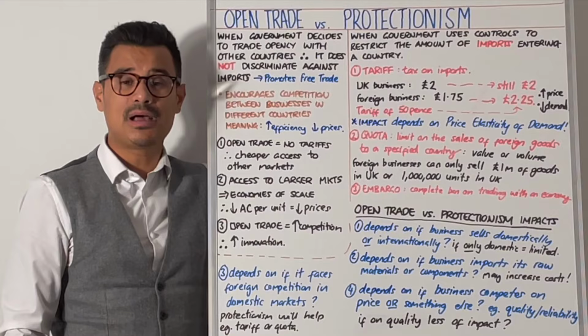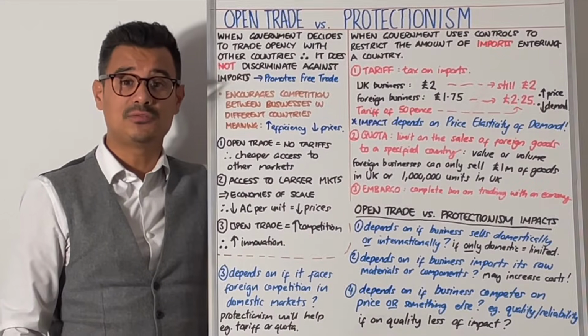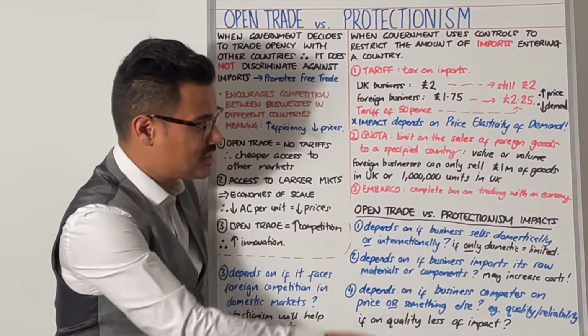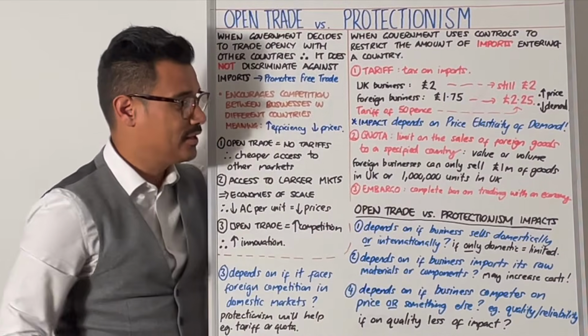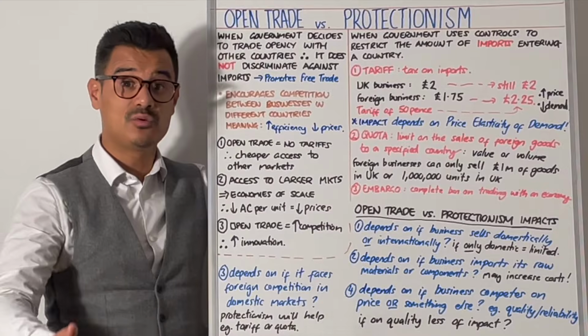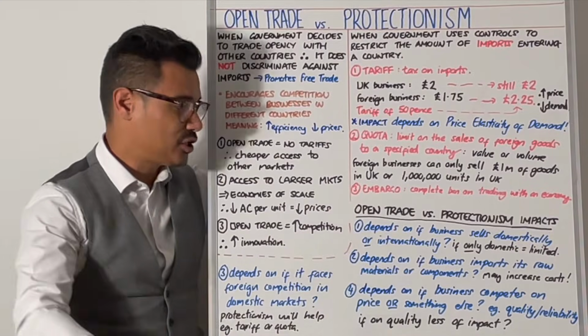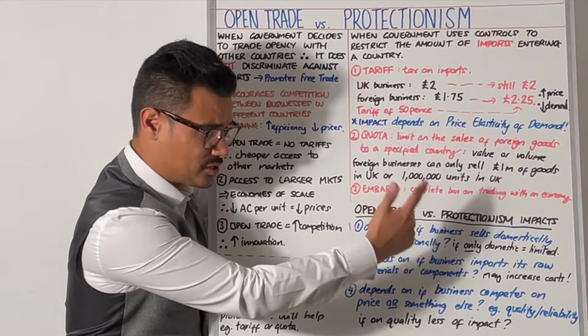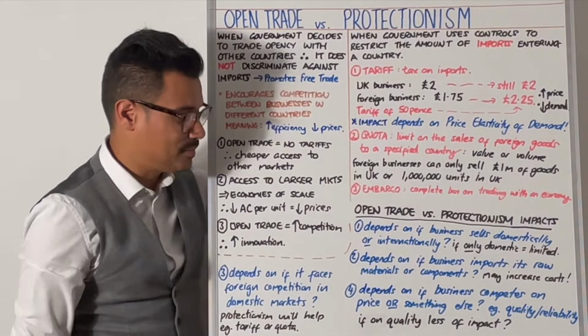The last thing to think about is the impacts of open trade versus protectionism. Let's go through them. Number one, it's going to depend on whether the business sells domestically or internationally. If the government that the business operates within has taken a more protectionist stance, it's going to really affect them if they trade internationally. It's not going to affect them at all if they are a domestic business.